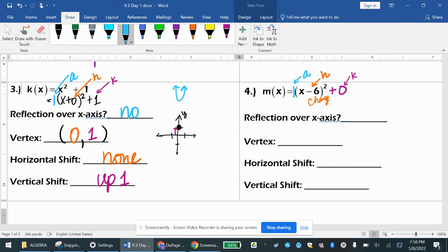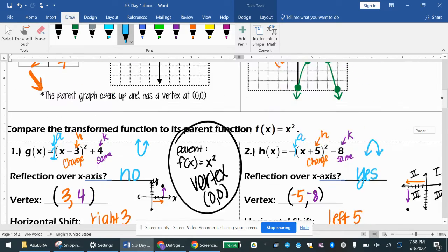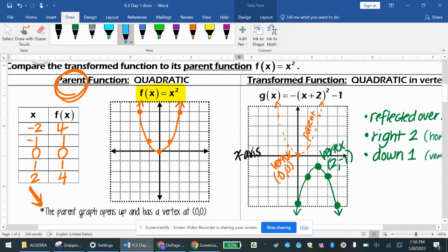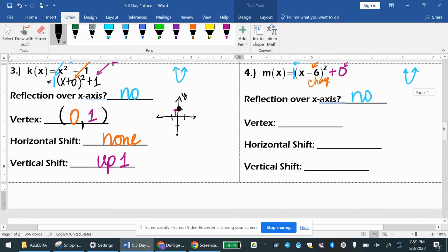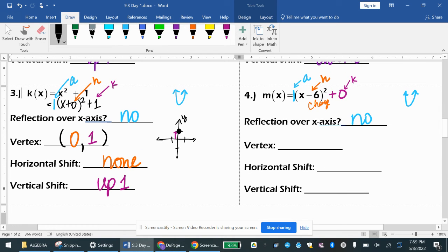So since A is positive, there's no reflection, which means this parabola opens up like the parent function. Remember, the parent function is the one that the vertex is at 0, 0. The vertex in the parent function is 0, 0, and it opens up. Okay? So what is the vertex for this one?